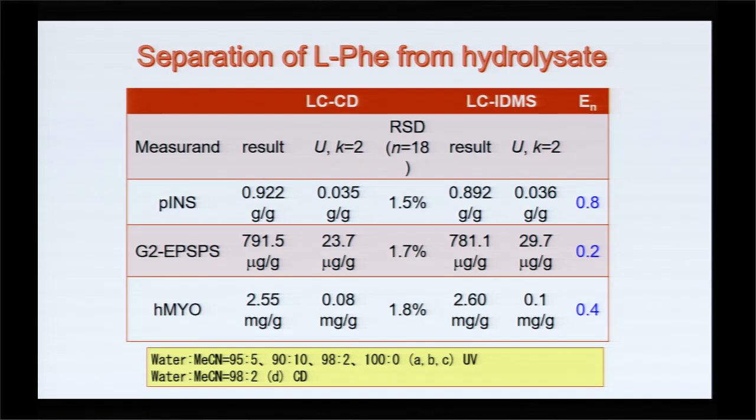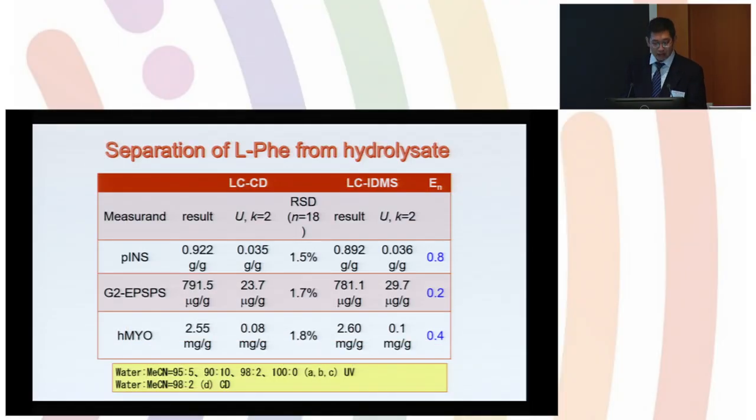Then we have tried this technology for porcine insulin, G2-EPSPS protein, and human myoglobin purity analysis. We can see the results obtained by LC-CD technology are comparable with those from LC-IDMS technology, and the EN value are smaller than 1. And the uncertainty obtained by LC-CD is smaller than that obtained by LC-IDMS technology. However, the decrease is not obvious because the hydrolysis process still contributes a large uncertainty component.